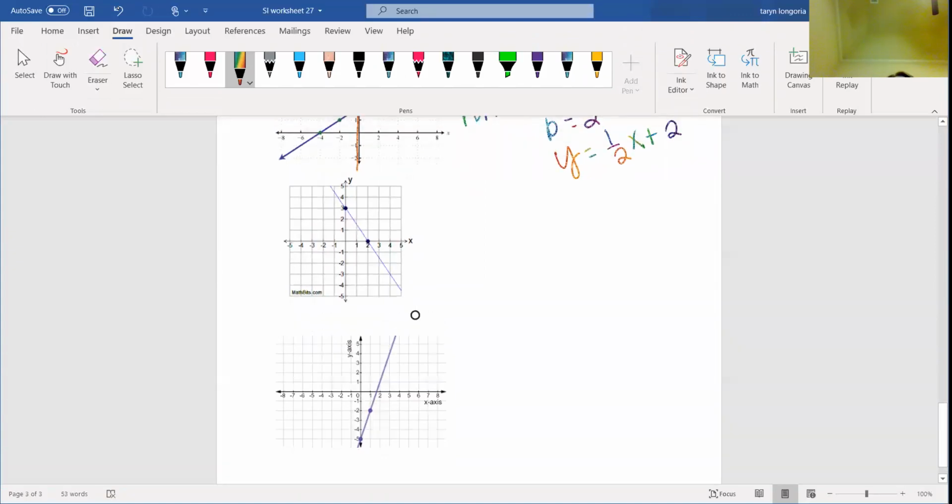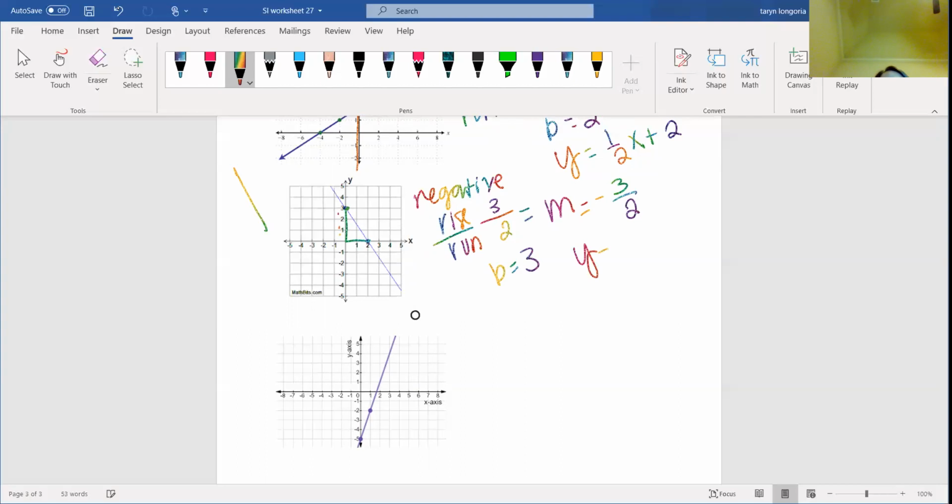Okay, 2 more. So this is negative. This is a negative graph because it goes like this. Okay, it gives you your 2 points. So you're going to find your rise and your run. So my rise is 3 and my run's 2. So my slope is going to be -3 over 2. And my y-intercept is 3, so my b is 3. So that's y equals -3 over 2 x plus 3.